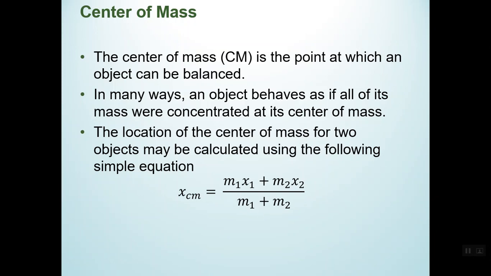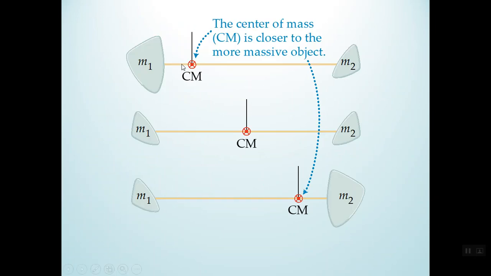If the masses are equal, the center of mass is halfway between them. If one mass is greater than the other, the center of mass is closer to the larger mass, as shown in this figure. When m1 is greater than m2, we find the center of mass closer to m1. If m1 is equal to m2, the center of mass is halfway between them. If m2 is greater than m1, the center of mass is closer to m2.